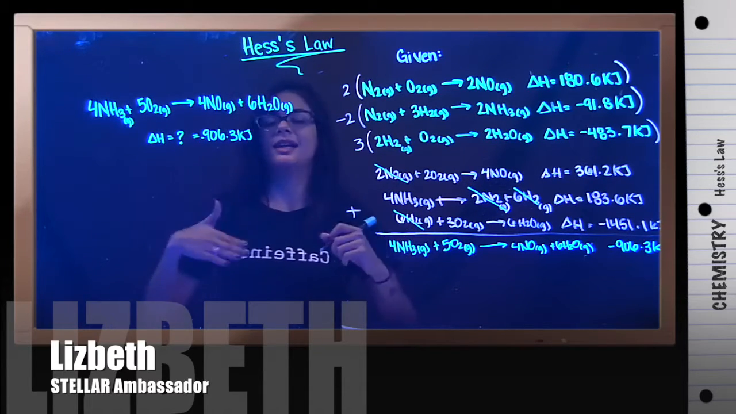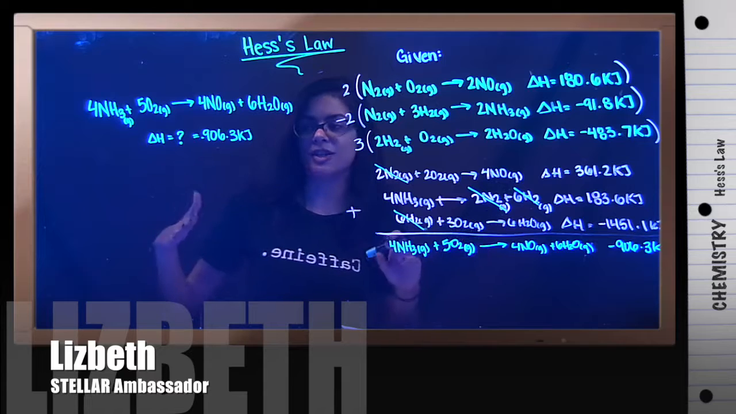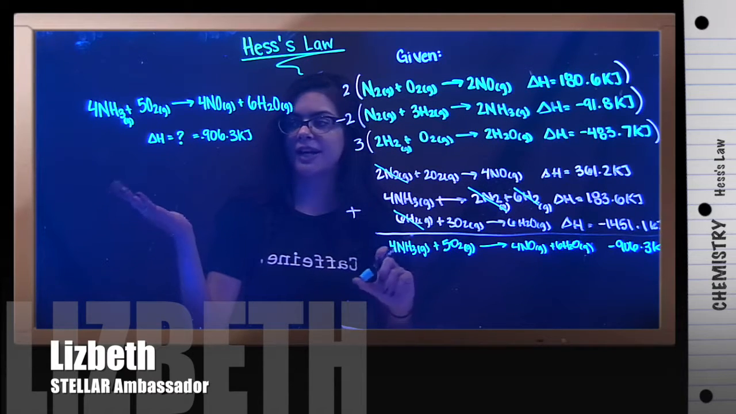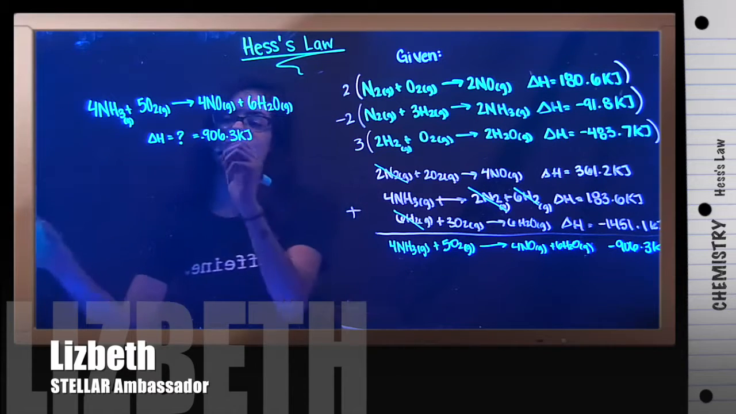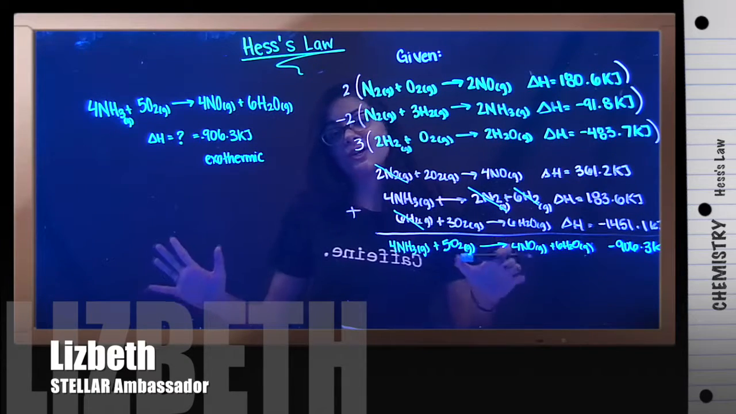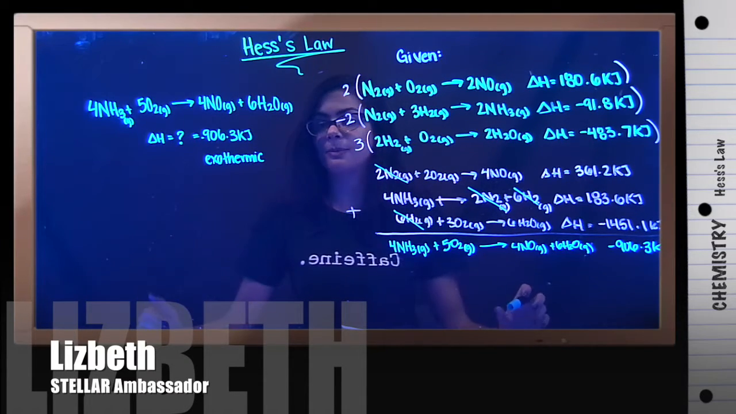So remember, a little extra information over here. If they were asking if this was an endothermic or an exothermic reaction, because delta H is negative, this would be exothermic. Means it's releasing heat. And that's how you use Hess's law to find the enthalpy change of a reaction.